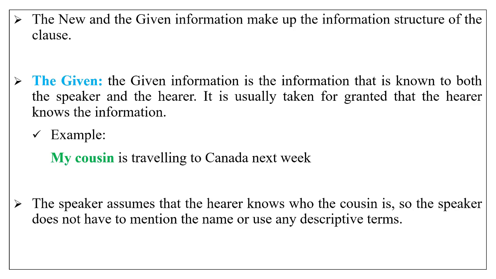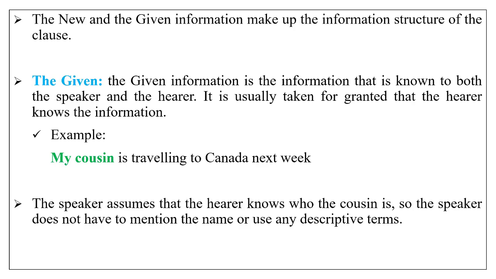So the given information is the information that is known to both the speaker and the hearer. It is usually taken for granted that the hearer knows the information. So for example, you say to someone, my cousin is traveling to Canada next week. So this means that this person you are talking with knows who your cousin is. That's why you assume from the beginning that he knows. So my cousin is the given here. Okay, my cousin is traveling to Canada next week.